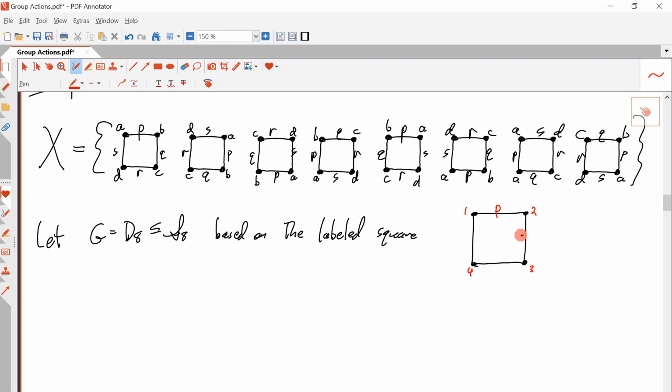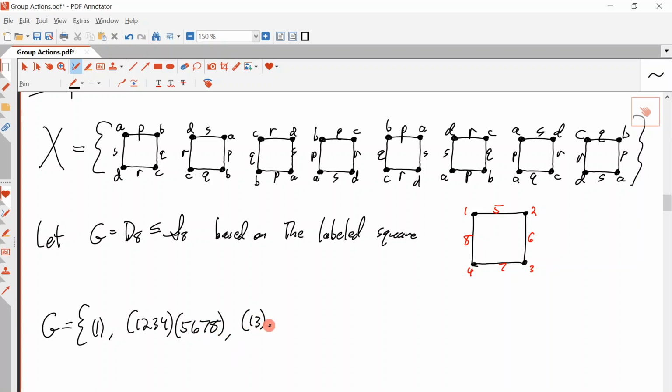Edges labeled P or 5, 6, 7, 8. So G is equal to, well, you have the identity. And now rotation of 90 degrees: 1 goes to 2, goes to 3, goes to 4. 5 goes to 6, goes to 7, goes to 8.